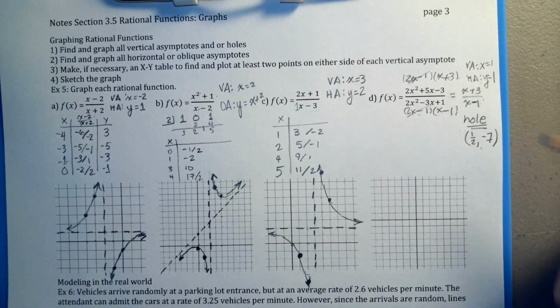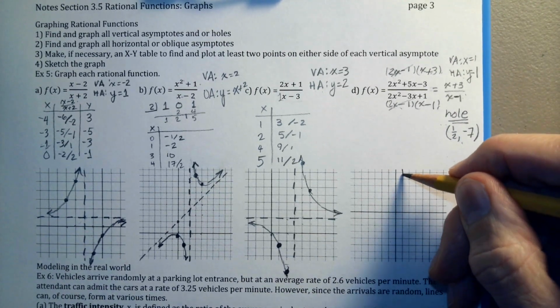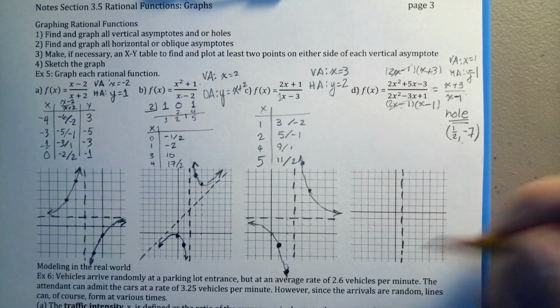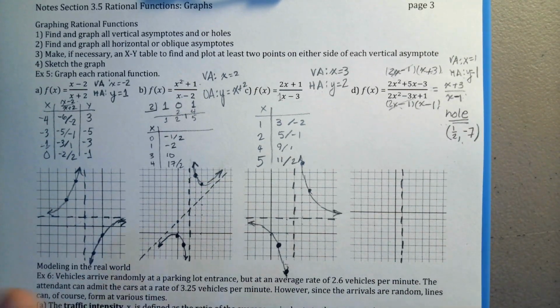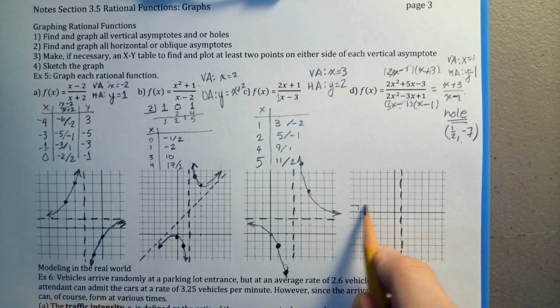Okay, so let's put in those things. So we have an x of 1, so let's put our vertical here. And then we have a y also of 1, so let's put that in.